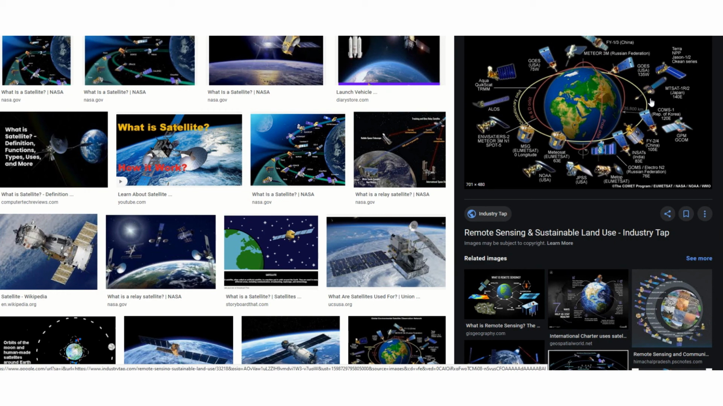So friends, this was about what satellites are and how a satellite is moving around the planet and orbits, and how remote sensing is processing.